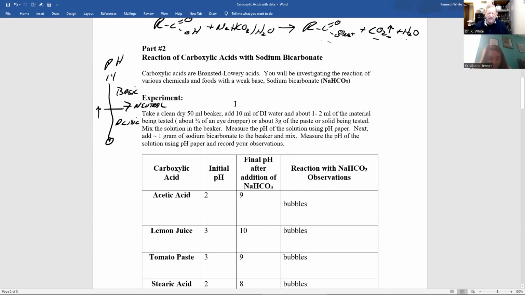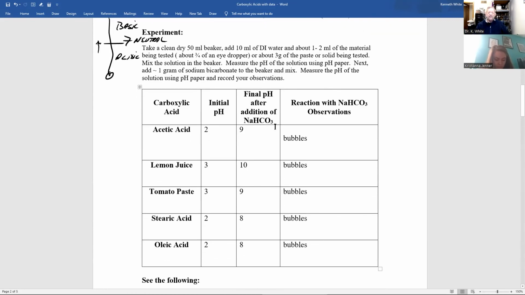And what you'll be doing is in a beaker, it's easier to clean out than a test tube. You'll add about 10 milliliters of water, about 1 or 2 milliliters of the material if it's a liquid, or about 3 grams if it's a paste or solid, into a beaker. You mix it, use the pH paper to measure it, then add some sodium bicarbonate. Just add a big dollop, and you observe it, and you measure the pH.